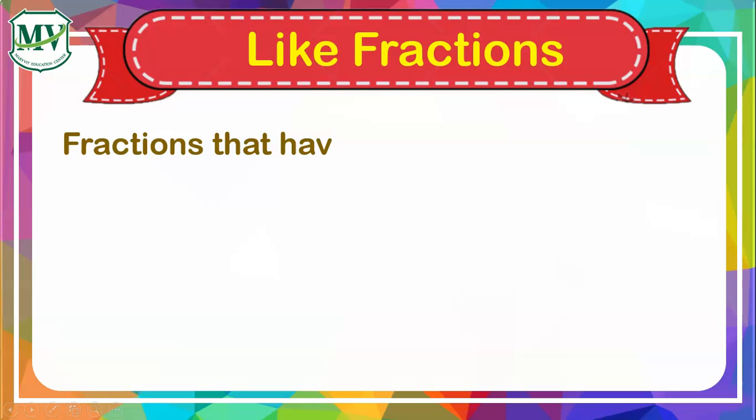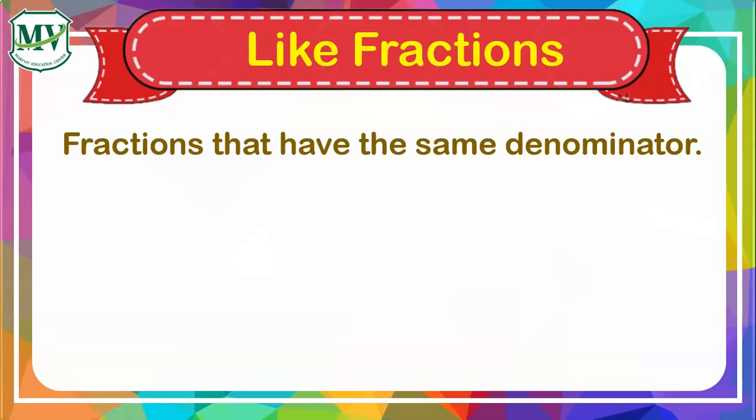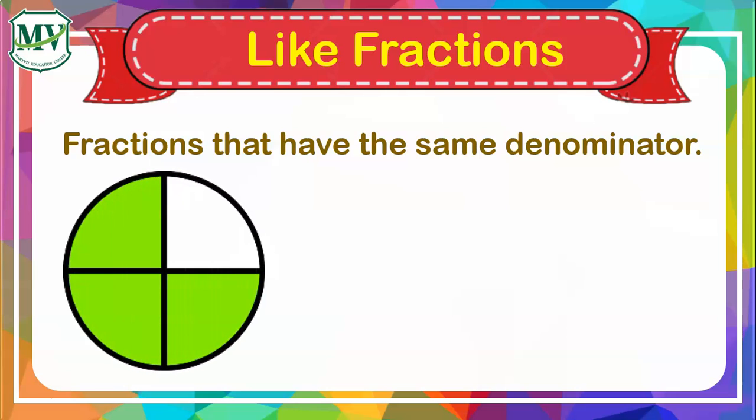Like fractions are fractions that have the same denominator. Let's see this example. The total number of parts in which the circle is divided into is 4. And 3 out of the 4 equal parts are shaded. We can represent this using the fraction 3/4.